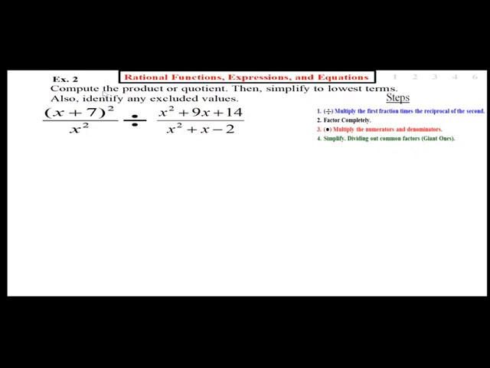Example 2. The instructions are still the same, what we copied at the beginning. That's why you don't need to copy it. But here's example 2. It reads, parentheses, x plus 7, close parentheses, squared, over x squared, divided by, the second fraction reads x squared plus 9x plus 14 over x squared plus x minus 2. Copy that. 20 seconds.